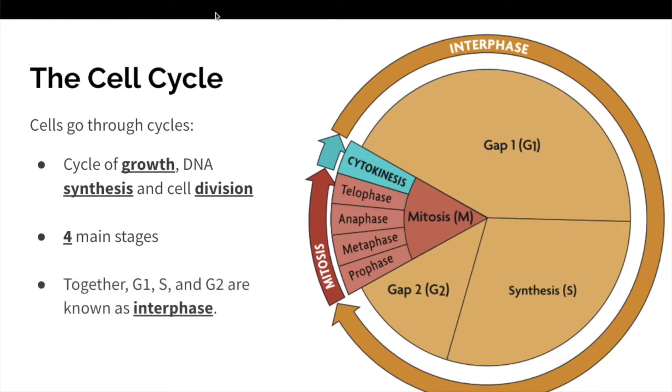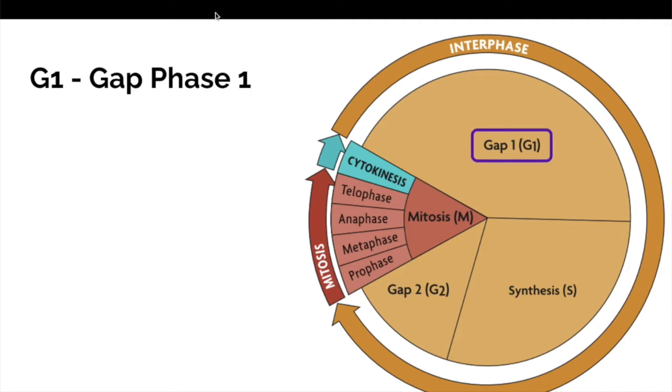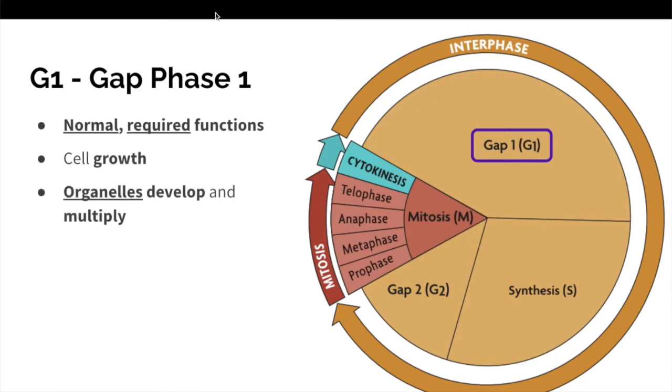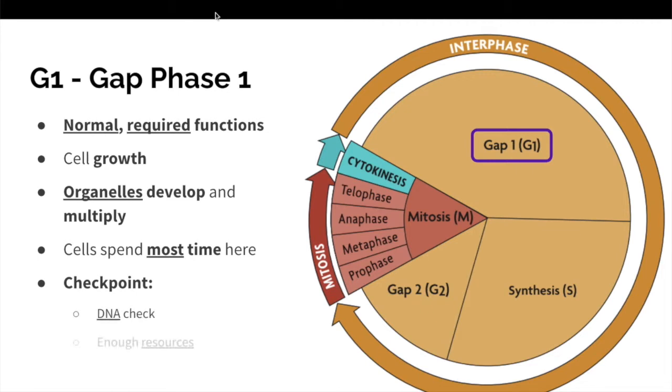Together, G1, S, and G2 are known as interphase, so interphase is followed by mitosis. Remember that in gap 1, this is where a cell is doing its normal required functions, it's growing in size, organelles are developing and multiplying, and this is where cells spend most of their life. There's a checkpoint at the end of gap 1 to make sure the DNA is intact and is not mutated, hopefully, and that there are enough resources to progress through the cell cycle.